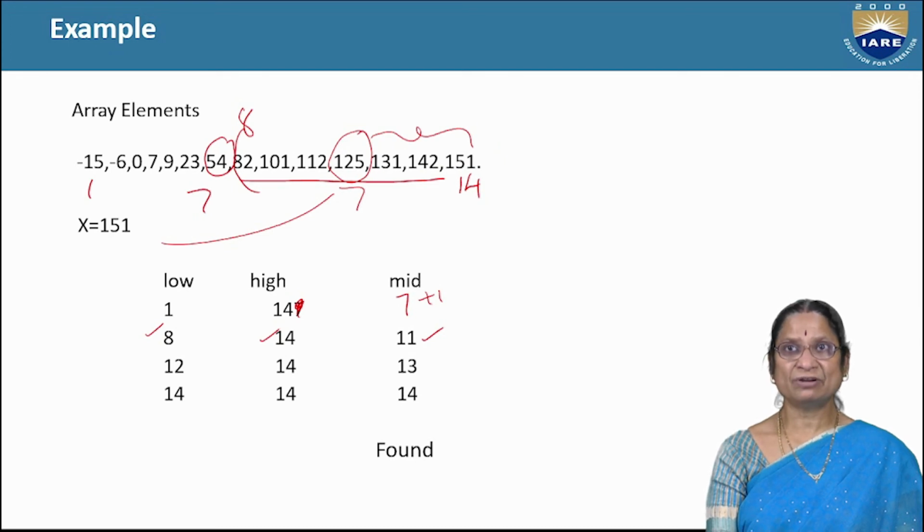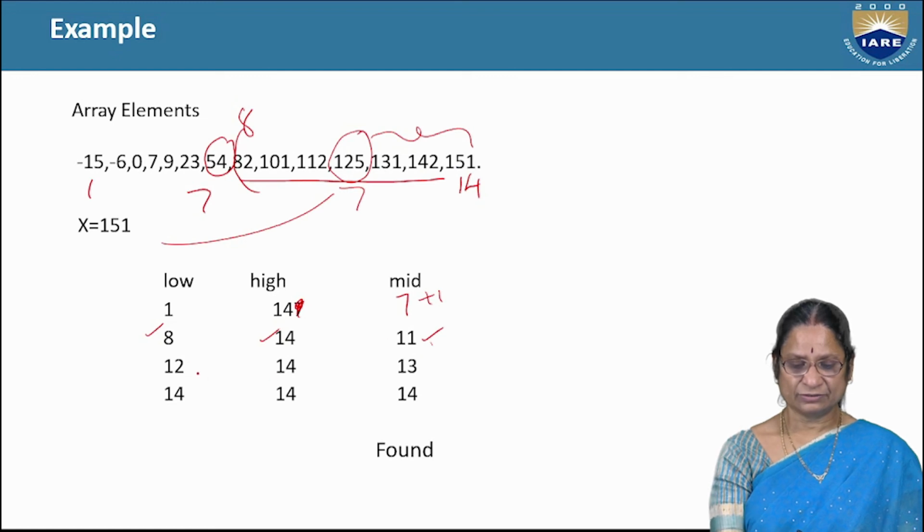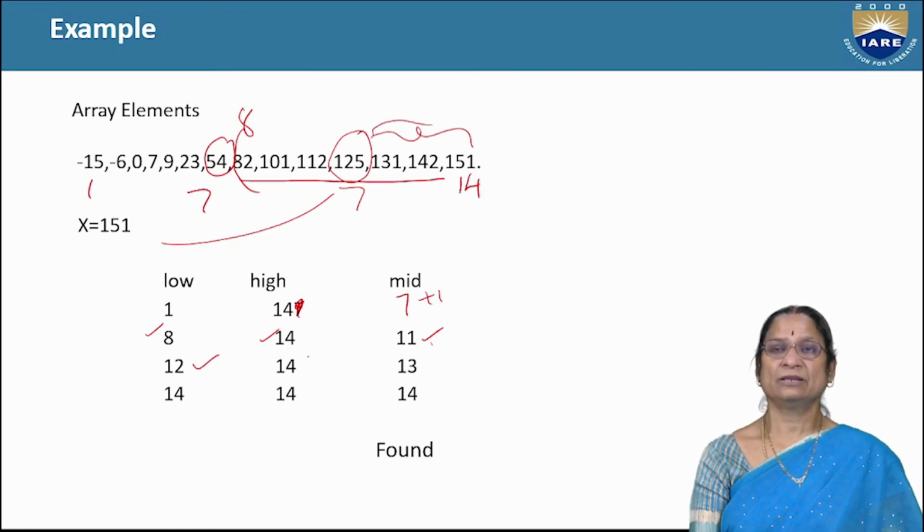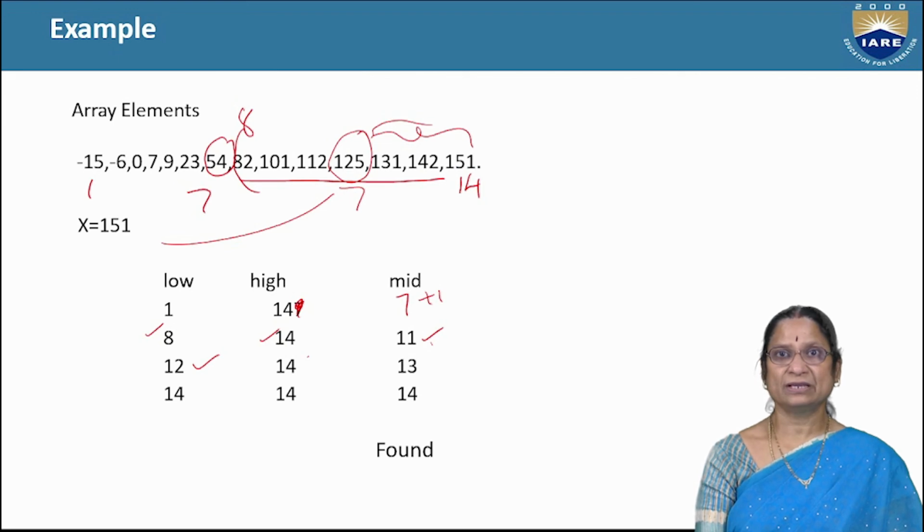Next half of the list means our lower bound is going to be updated with middle plus 1. So my low value is equal to 12, upper value is equal to 14. That is, from the 12th to 14th elements, the list is reduced. See how the number of iterations is reduced.